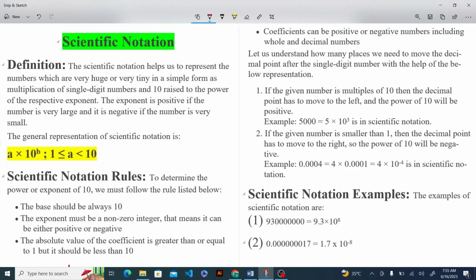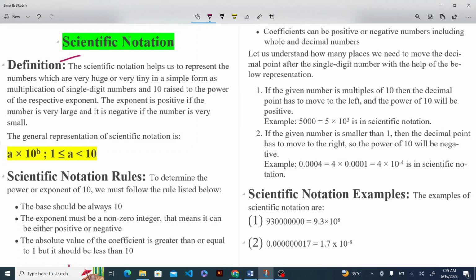Okay, so let us see what is meant by scientific notation. Scientific notation helps us to represent numbers which are very huge or very tiny in a simple form, as multiplication of a single digit number and 10 raised to the power of the respective exponent. The exponent is positive if the number is very large and it is negative if the number is very small. The general representation of scientific notation is this.